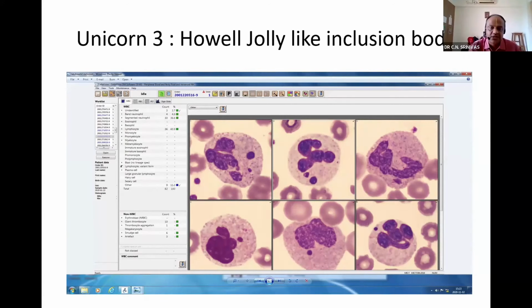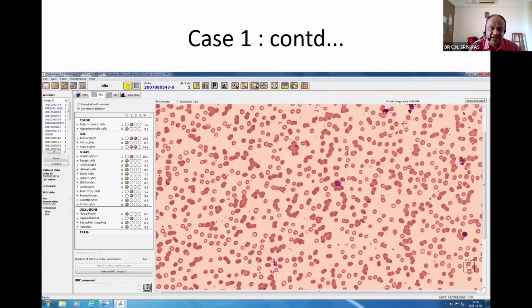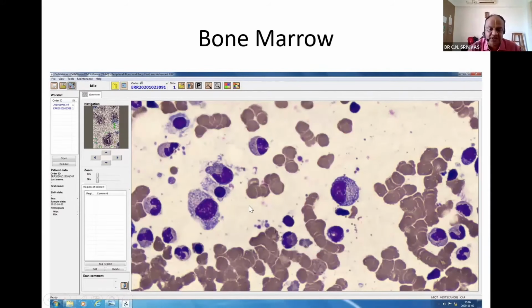This was one more case, the first case where I told you about the 21-year-old male who had the rouleaux formation. The bone marrow aspiration was done, and it was also mounted on the digital imaging to show you that these are the Russell bodies which are there in the plasmacytoid cells, and the serum electrophoresis showed positivity for the M protein itself.